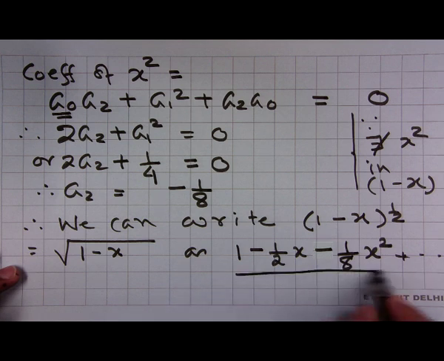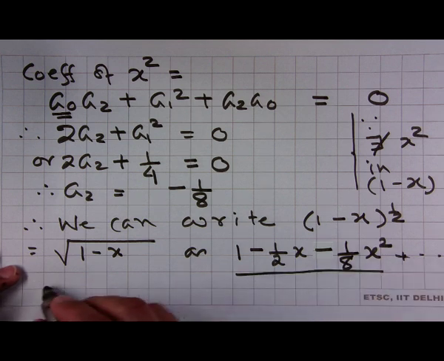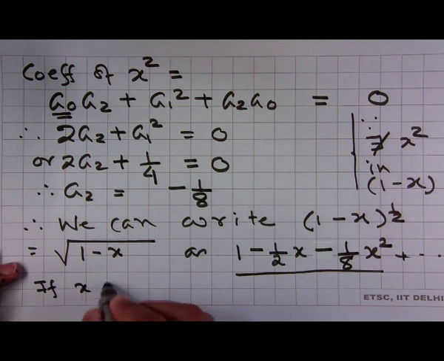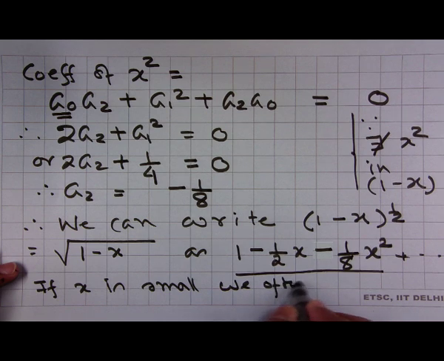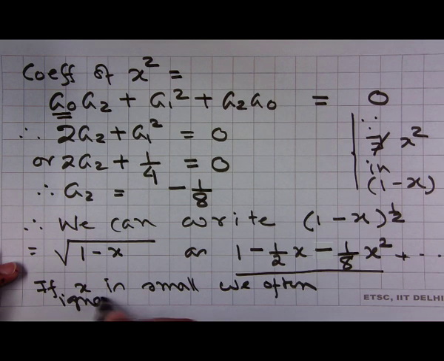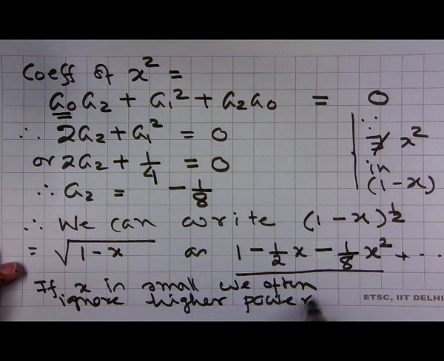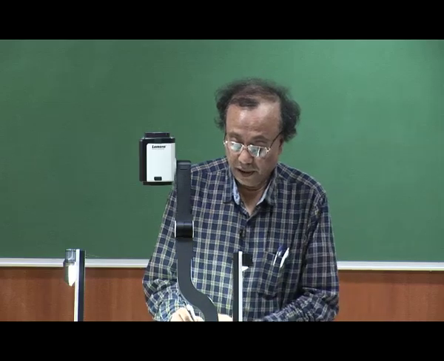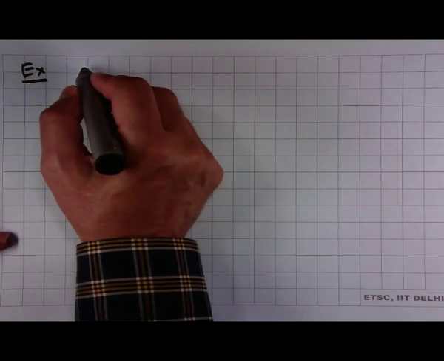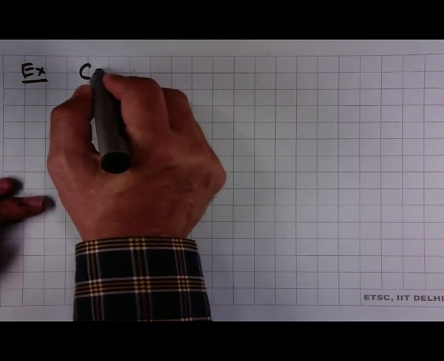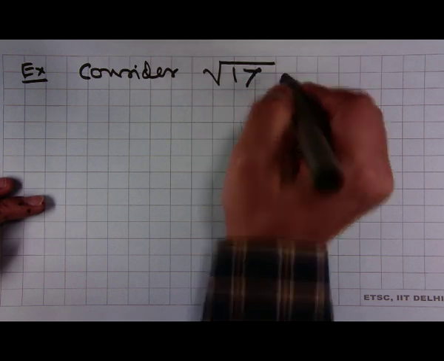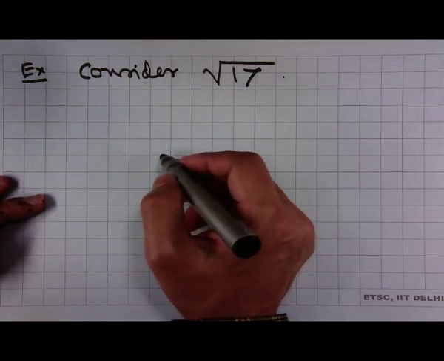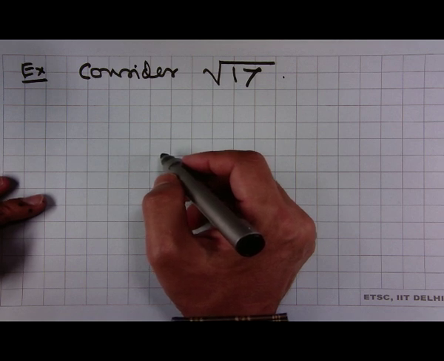We are going only up to the second degree of x, but if x is small, we often ignore higher powers. Okay? Example. What is, consider root over 17.